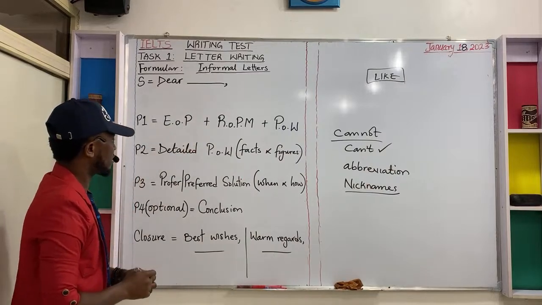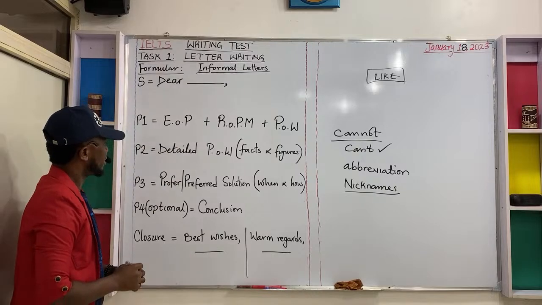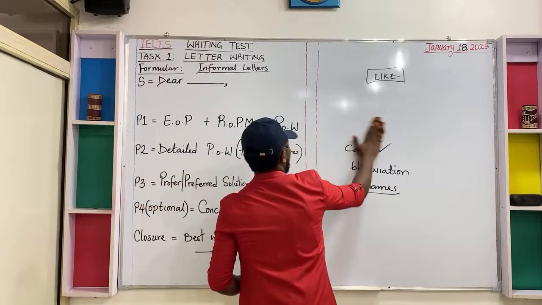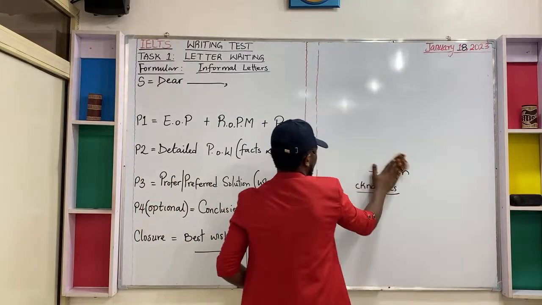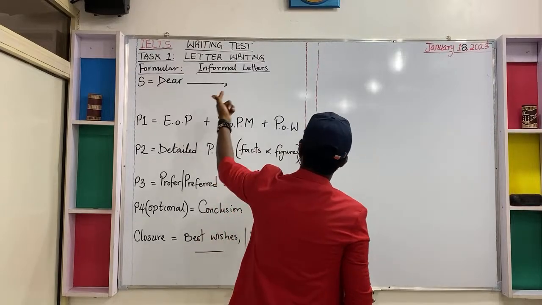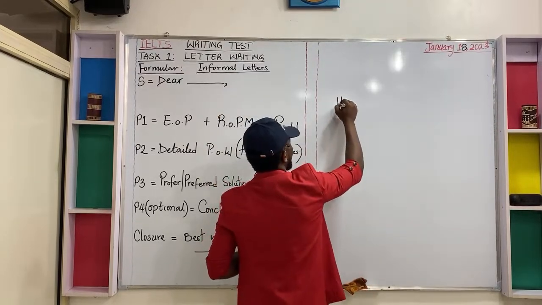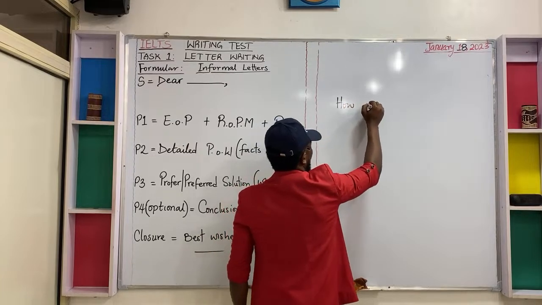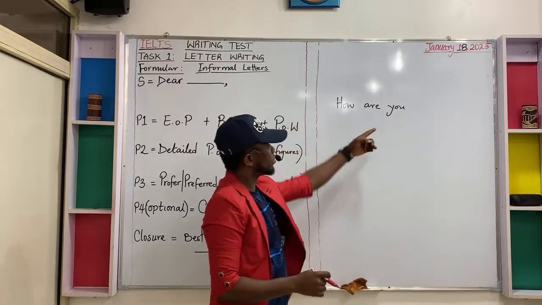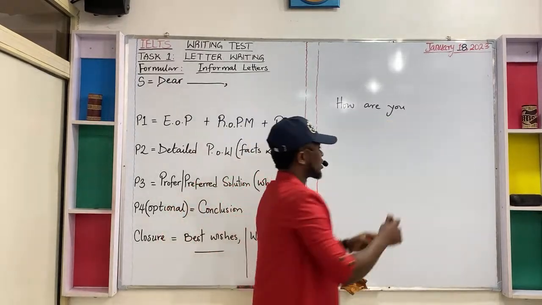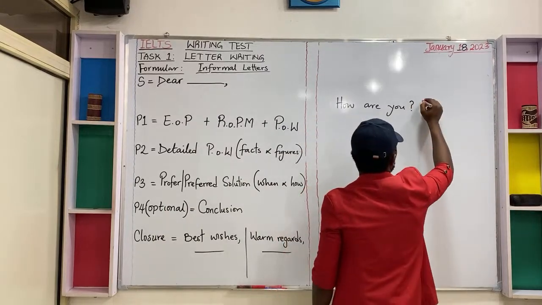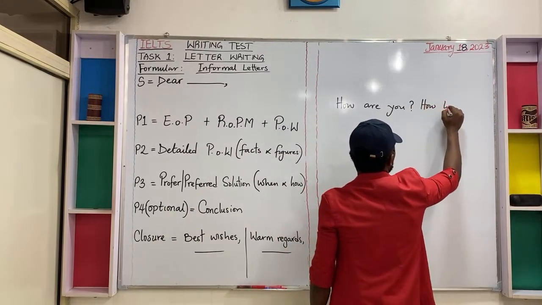Exchange of pleasantries. What does it mean? This is where you get to ask the person certain queries or inquiries. For instance, normally, dear mom, how are you? What do you bring in here? Question mark. Dear mom, how are you? How have you been? If you wish.